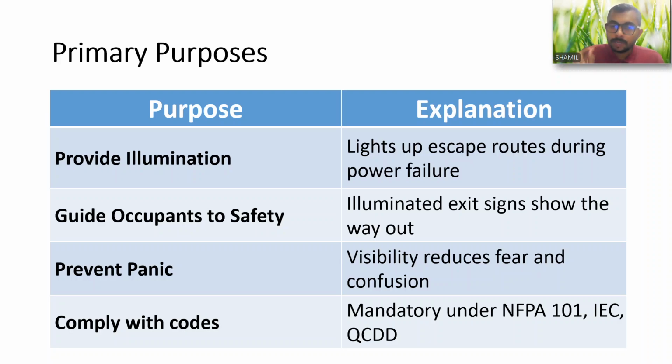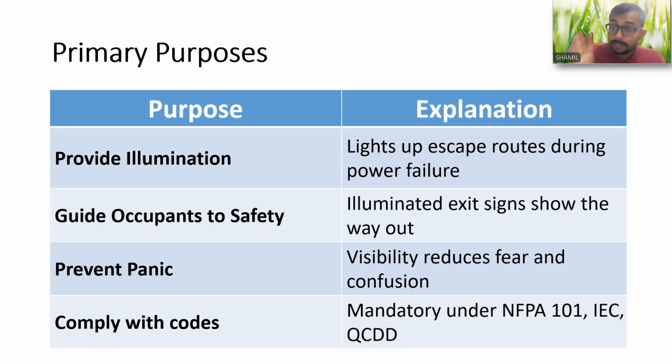The second one is that it will guide occupants to safety. The illuminated exit signs will show the occupants the way out of the building. Okay, so that is number two. The third one is that it will prevent panic. Once the path is illuminated for the occupants, they can escape safely out of the building. So it prevents panic. Once there is clarity in the path and the visibility is there, it will reduce fear and avoid confusion. Okay, so that is number three.